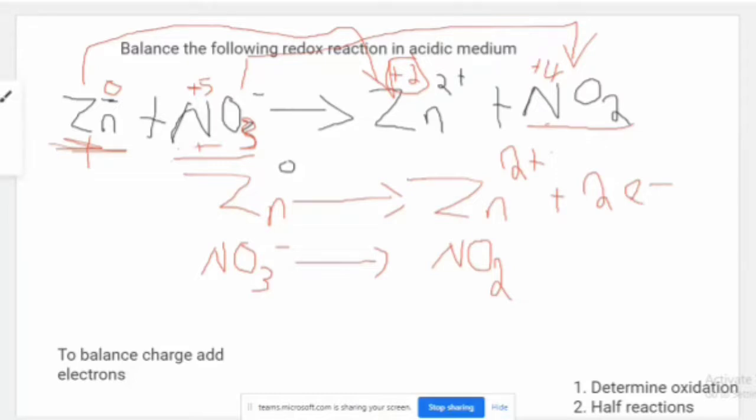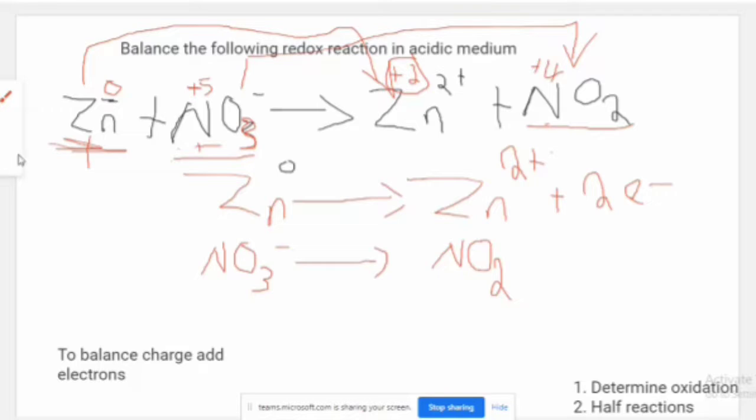Okay, so let's also balance the reduction half reaction here. Do you always have to add two, or does it depend on how many charges you have when you're balancing equations? Yes, it depends on the positive charge that you have. So if you have three, you add three.